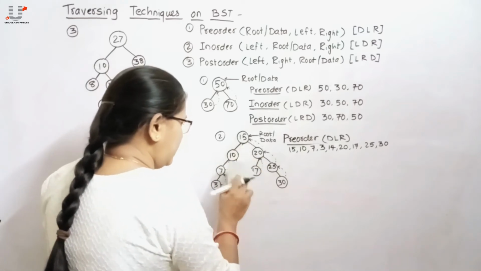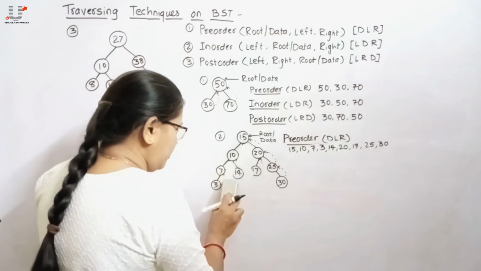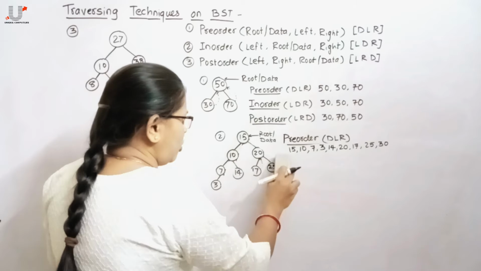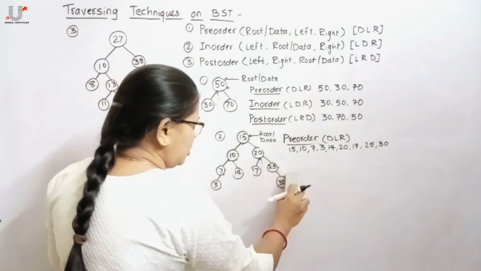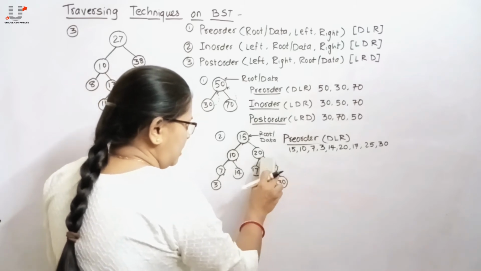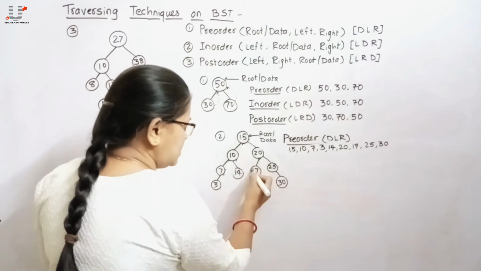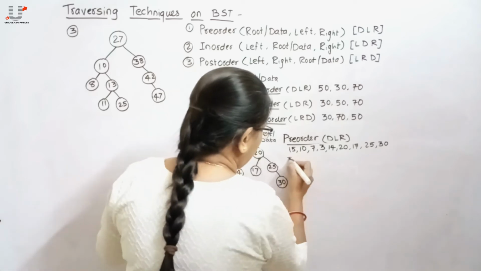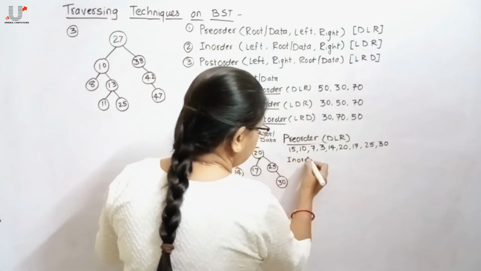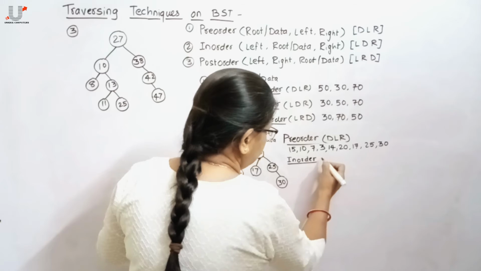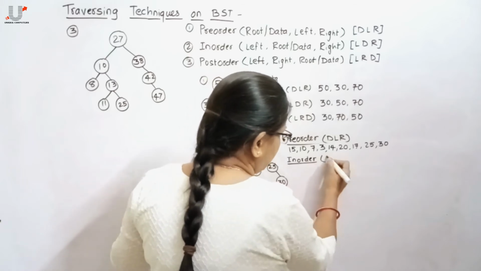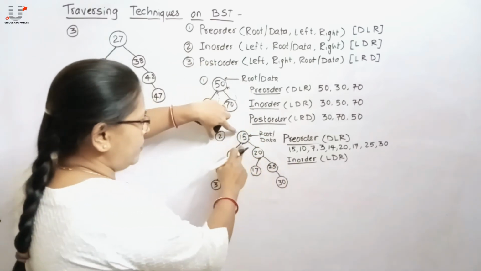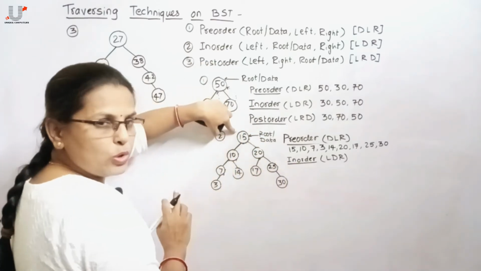Now let us apply in-order traversing for the same binary search tree. In-order, as the name suggests, means the left subtree gets processed first, then the data part, and then the right subtree. So in-order means L, D and then R. Again the traversing starts from the root node.